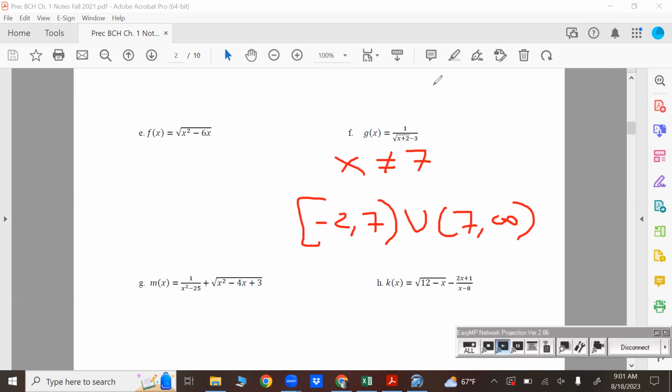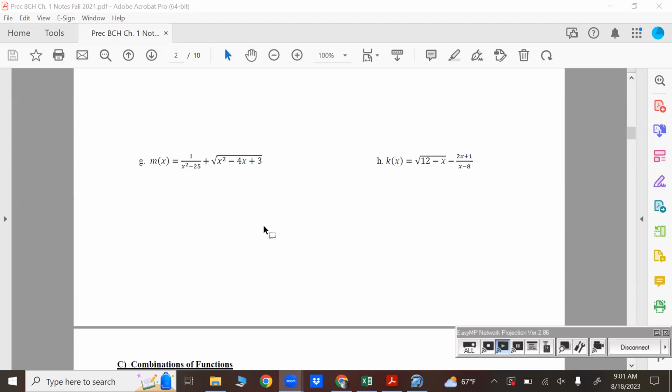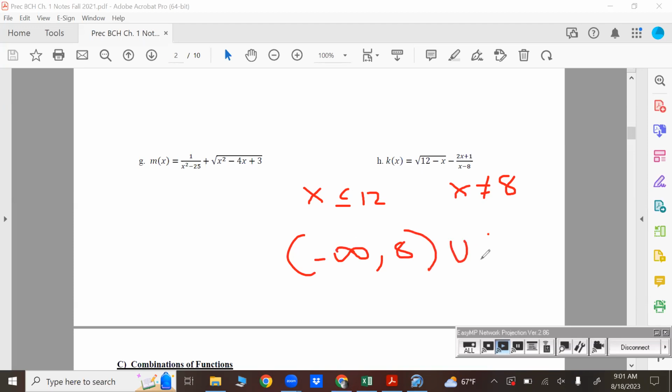Okay, and then the last one's a doozy. Well, obviously x has to be less than or equal to 12. x cannot equal 8, and I don't think there's anything else we have to worry about. So we go from -infinity to 8, don't include the 8. 8 to 12, you can include the 12. Yep, cool. All right, let's move on.